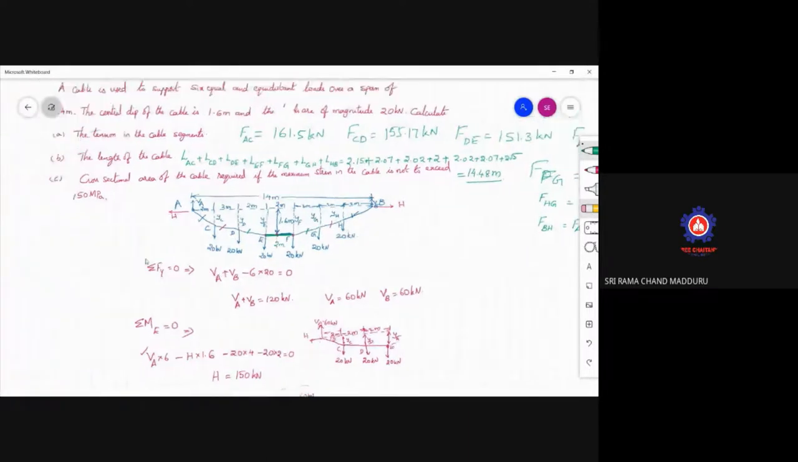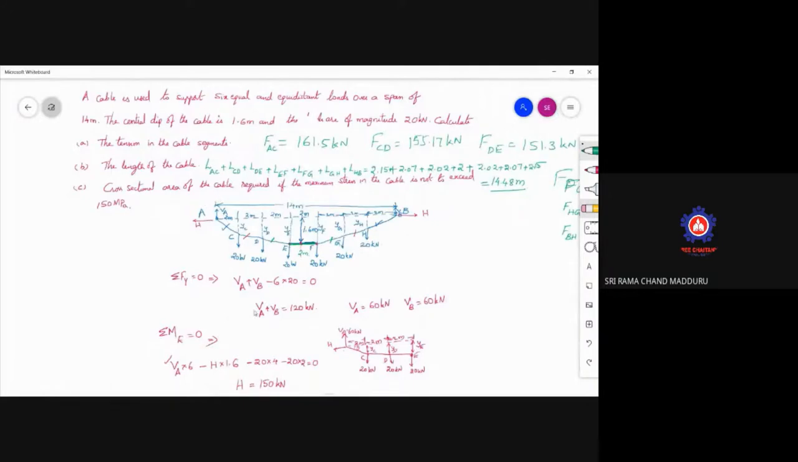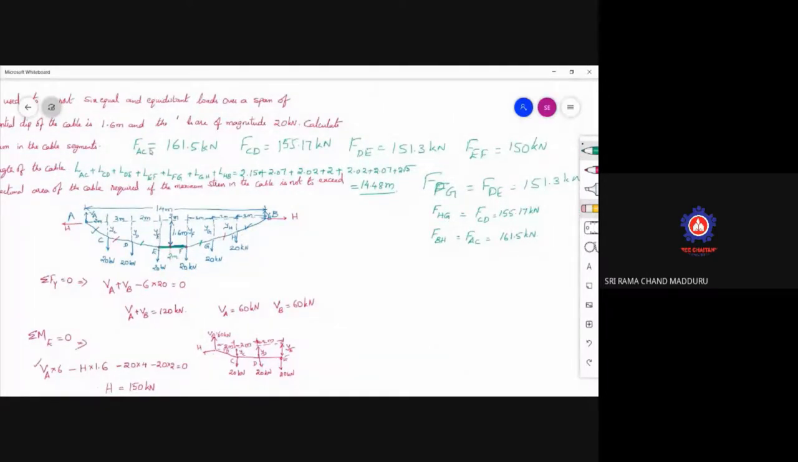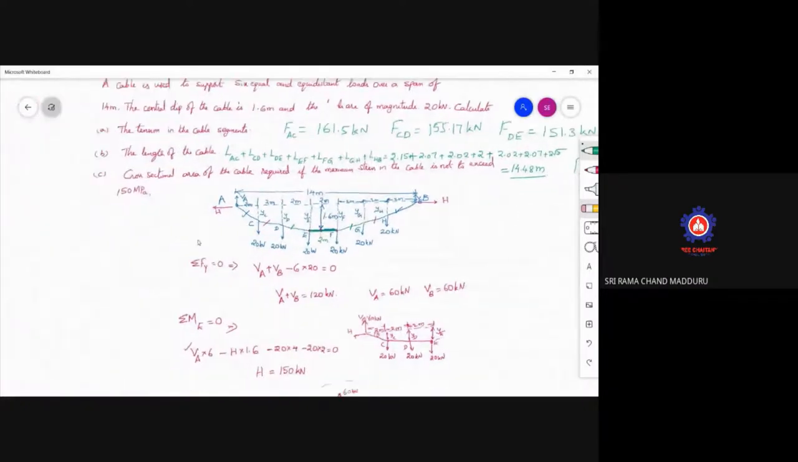Now, third point is cross-sectional area of the cable required if the maximum stress in the cable is not to exceed 150 MPa. In the entire given forces, FAC is maximum, which is 161.5 kilonewtons. So for this one, cross-sectional area is 161.5 into 10 cube, maximum tensile force by the safe permissible stress, and this is 150, you will get the cross-sectional area. What is the cross-sectional area value in mm square? How much? 1076.67.